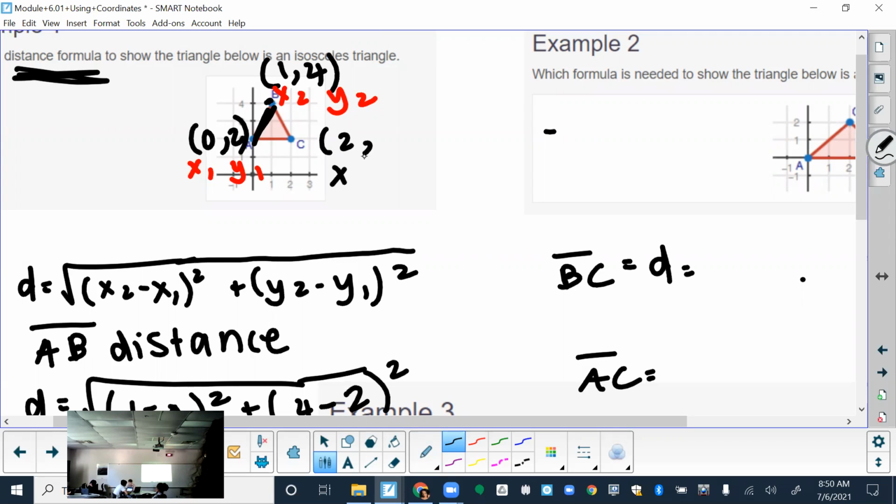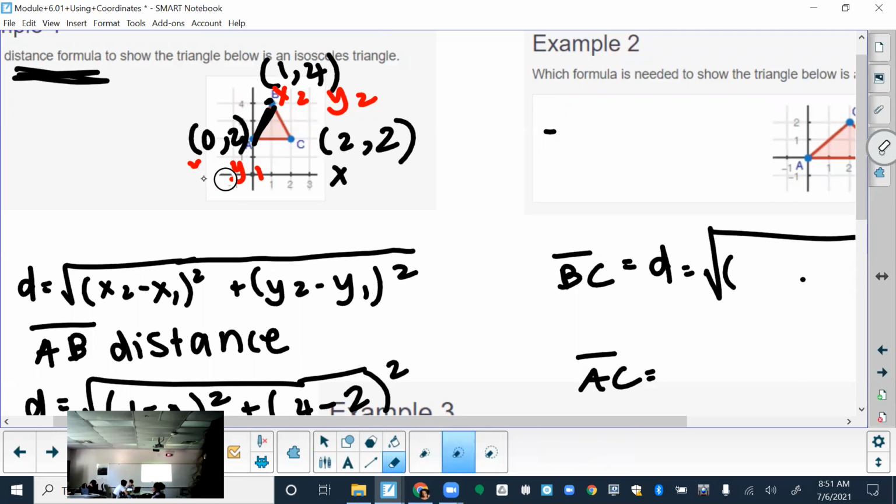Sorry, I'm having a hard time seeing. Okay, yes, it's 2, 2. All right, so then plug it into the distance formula. I'll leave B as x2, y2, and I'll change C to x1, y1, and then just plug it in. You can have them switched where this one's x1, y1, that's fine.